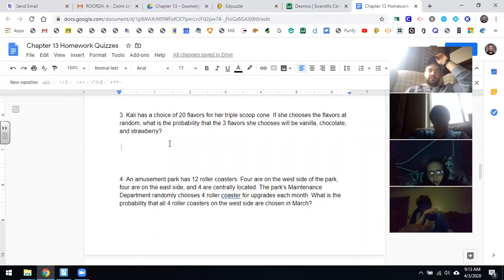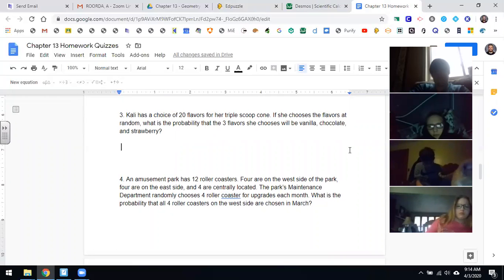All right, so now the next one, number 3. Callie has a choice of 20 flavors of ice cream. If she chooses the flavors at random, what is the probability that the 3 flavors she chooses are vanilla, chocolate, and strawberry? And notice it doesn't say vanilla, chocolate, and strawberry in that order. It just says them all together. So we think, okay, does order matter?